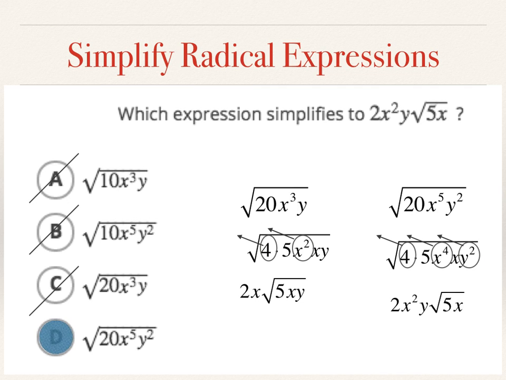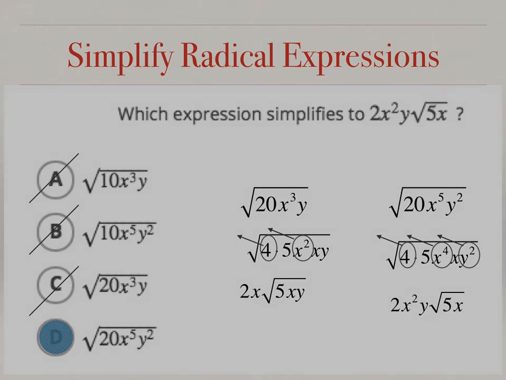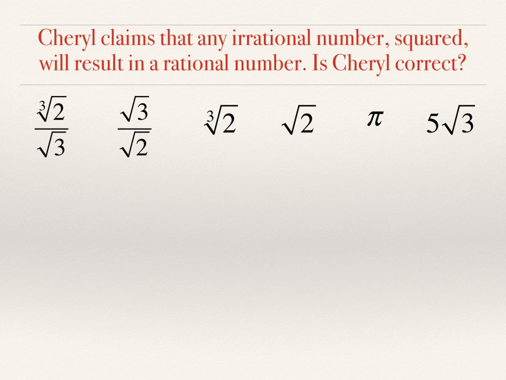That's my answer. And our very last example, Cheryl claims that any irrational number, when you square it, will result in a rational number. So Cheryl has made a few observations, and this is her claim. To disprove her claim, all we need to show is one counterexample, but let's try to take a look at what she's saying. And let's look at the second example in, and let's square this one and see what happens.